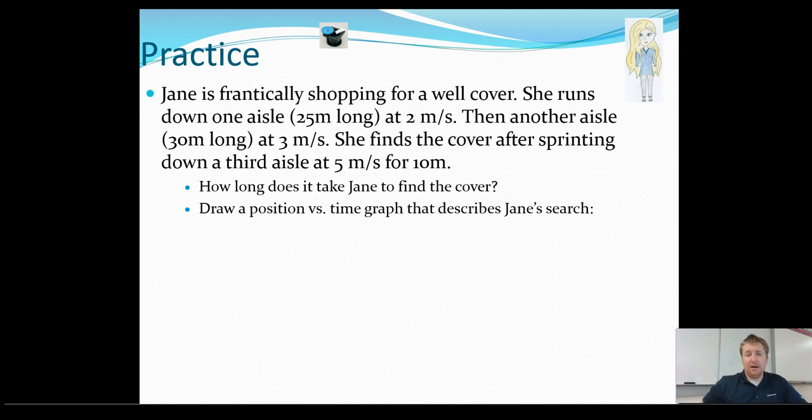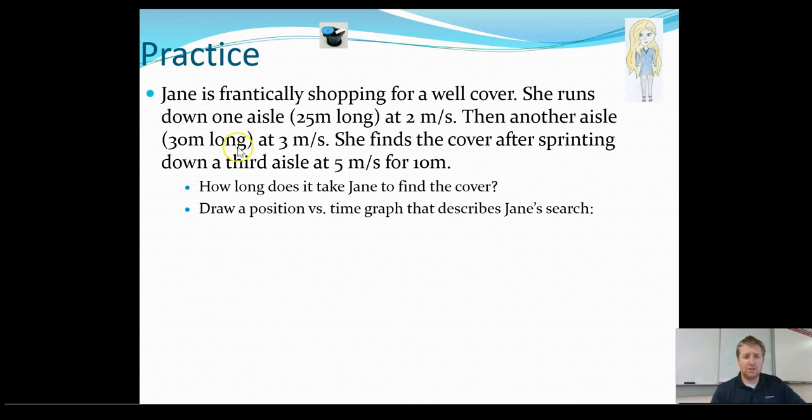Now a position versus time graph is pretty easy because we can do that already without even knowing anything. Remember, the slopes in a position versus time graph are the velocities, and I've already given you the velocities, 2, 3, and 5. So we could actually graph this without even figuring out the time it takes. Now, if we wanted to be exact, then we'd probably need to get to an exact time. But as you'll see on my graph here, we've done it pretty close.